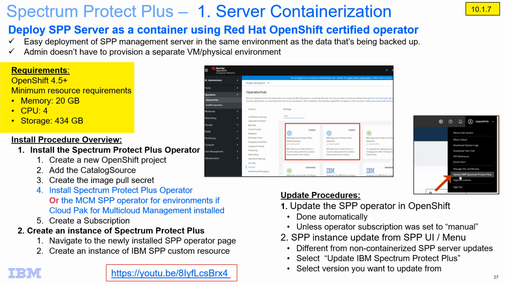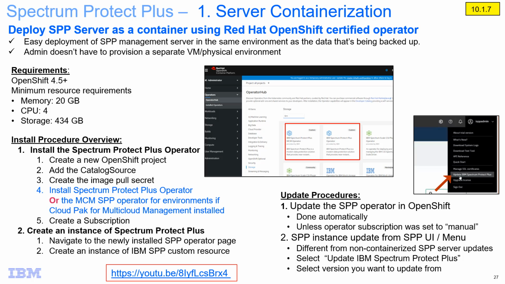The requirements to do this are OpenShift 4.5 and above, and then you need at least 20 gigabytes of memory, 4 CPU, and 434 gigabytes of storage. The install procedure is very simple.